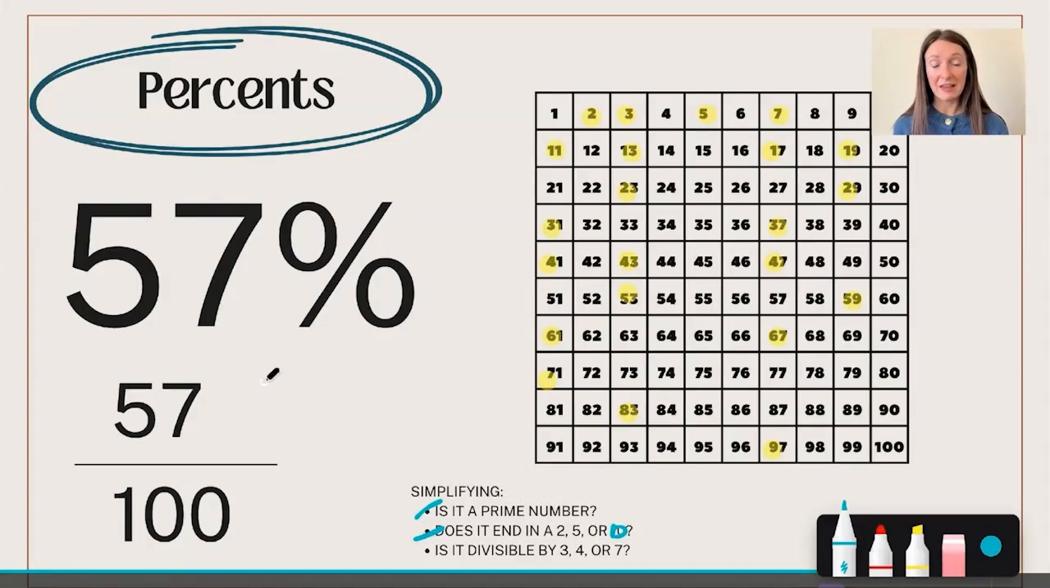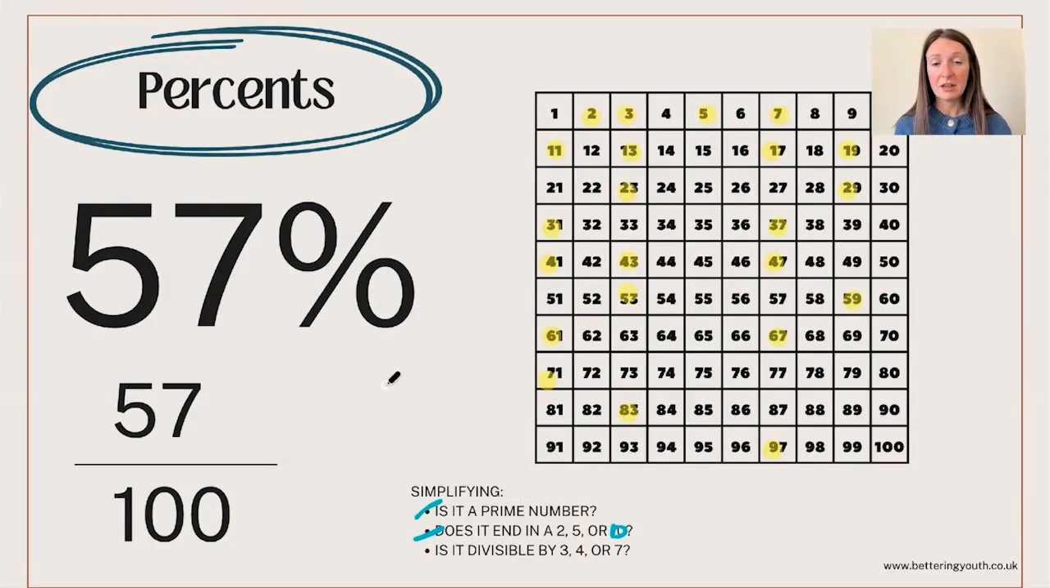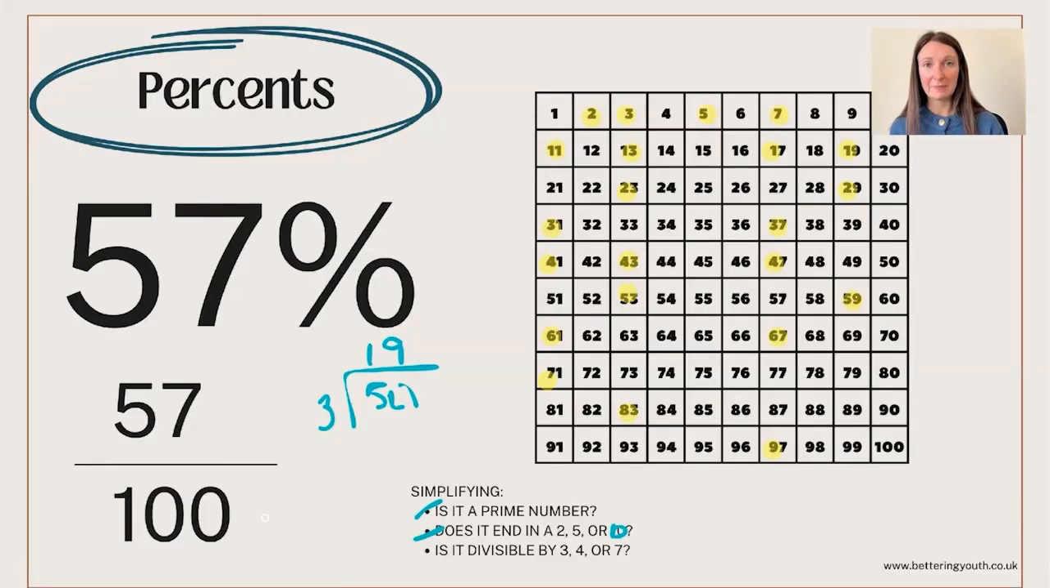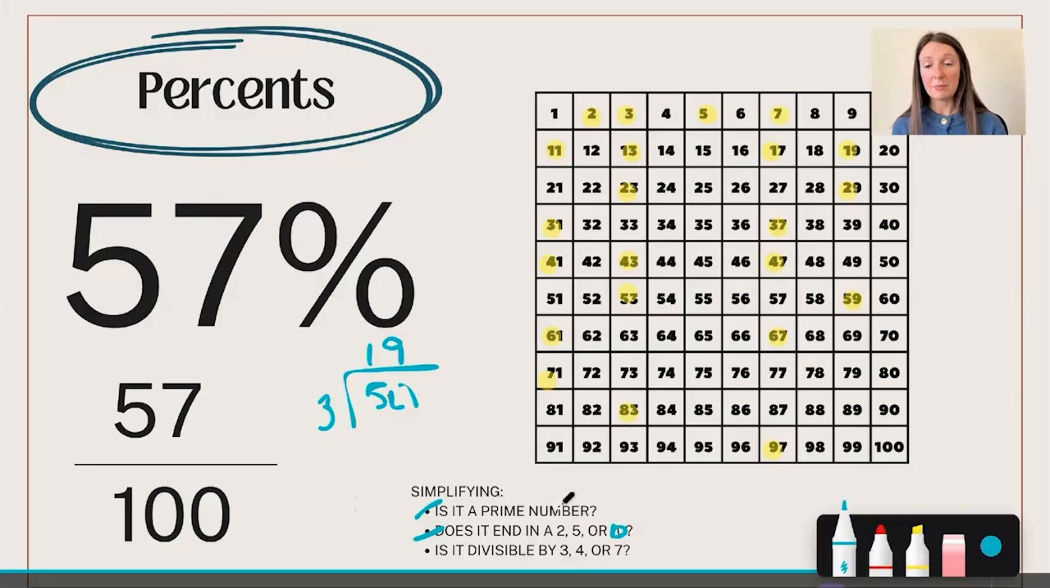So we can do some quick maths on this, or we can do short division. So 57, is it divisible by 3? 3 goes into 5 one time, 2 remaining. 3 goes into 27 9 times. Is it divisible by 3? Yes, it's divisible by 3. Now, we have to check top and bottom. So yes, we can simplify the top, but can we simplify 100? Is 100 divisible by 3? No. So we move to the next one.